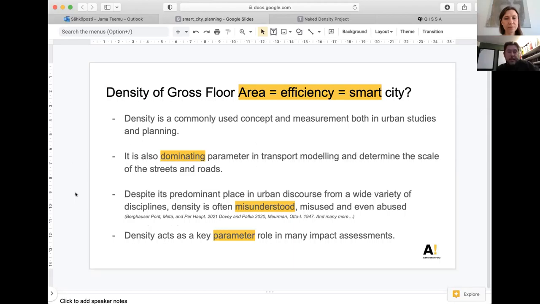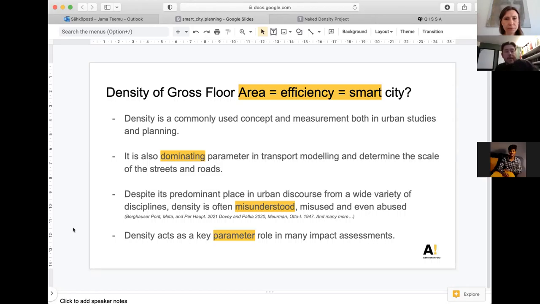But despite this very predominant role and place in urban discourse, it is often misunderstood, misused, or even abused, as some of the scholars are arguing. It goes to a very hands-on level on technical things, how it is measured. But still it is commonly used to compare things, even if they are not comparable through density.